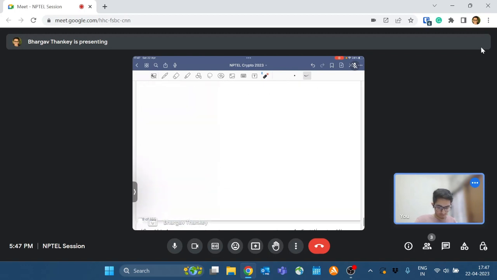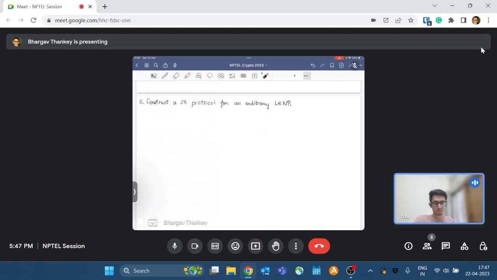Now let's look at the next problem. This next problem asks us to construct a zero knowledge protocol for every language in NP. Recall that in the class we saw how to construct a zero knowledge protocol for one NP complete language, right? That was the 3-colorable language. So what we'll do in this problem is use that protocol to construct a zero knowledge protocol for every language in NP. So let's see how we can do that.